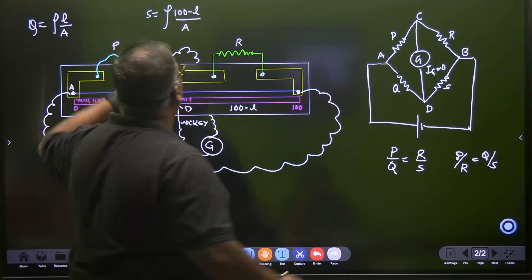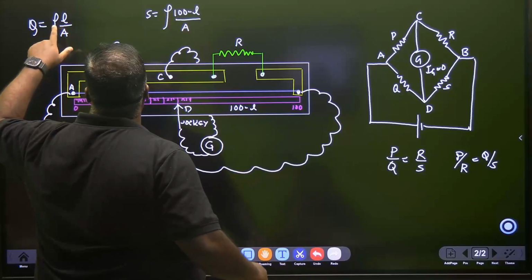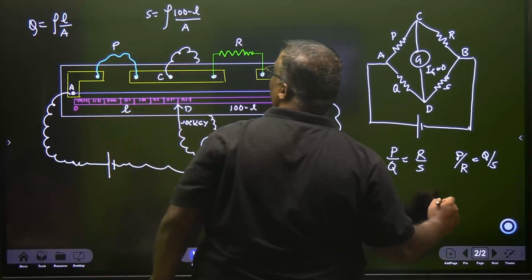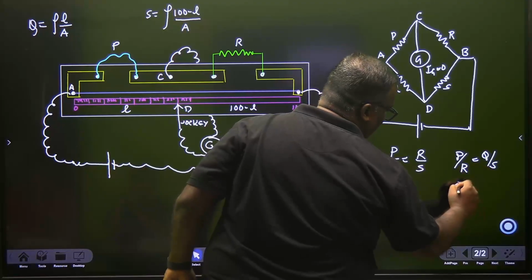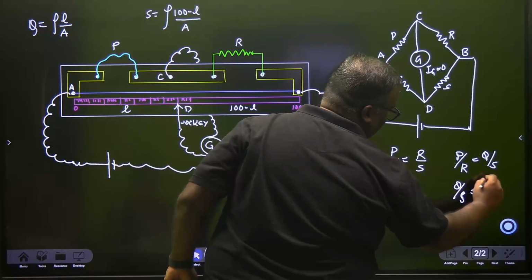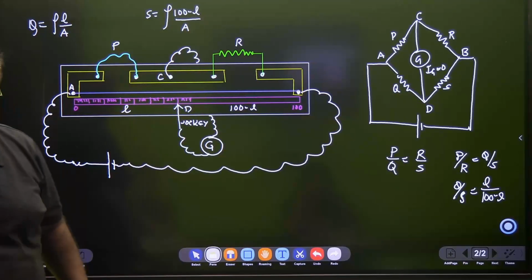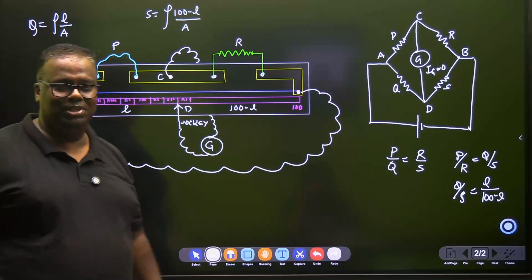What is the value of Q? The value of Q is ultimately rho L, and rho L will get disconnected. Do you agree or not? So Q by S can be written as L by 100 minus L. Right? And this is how we do it in a lab.